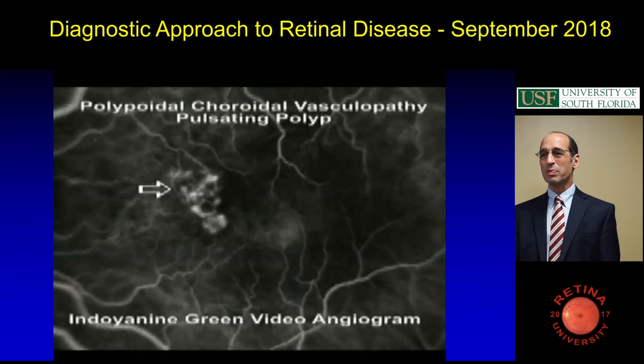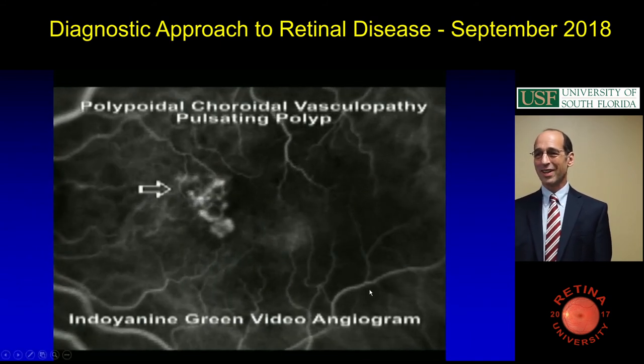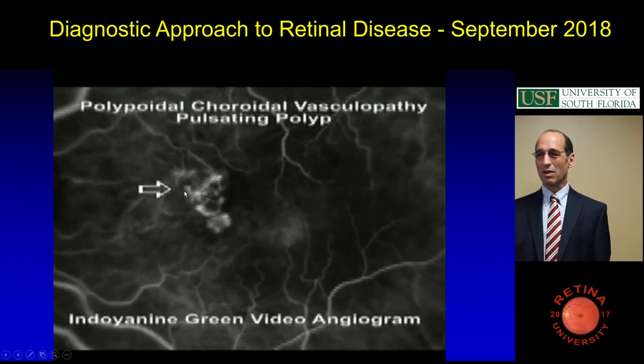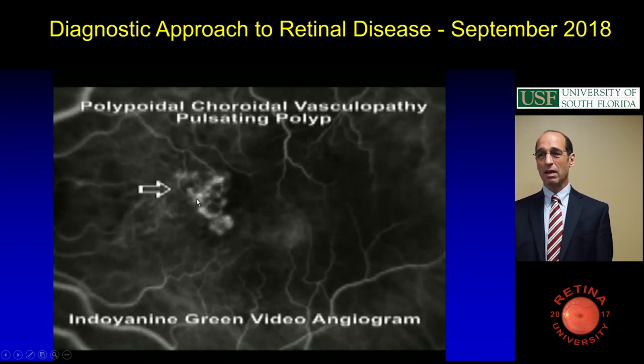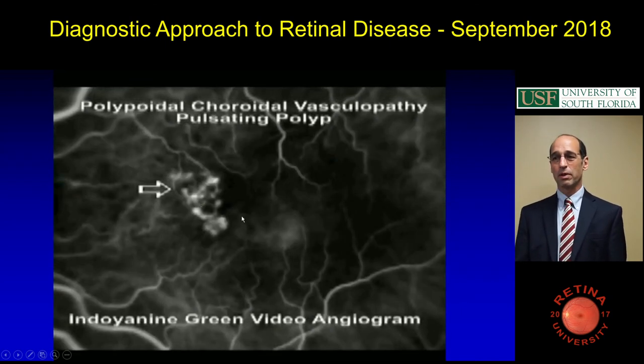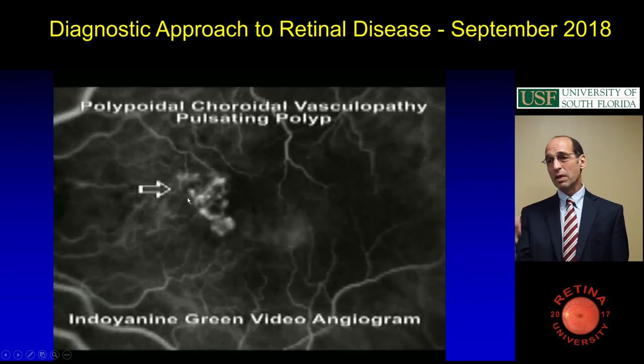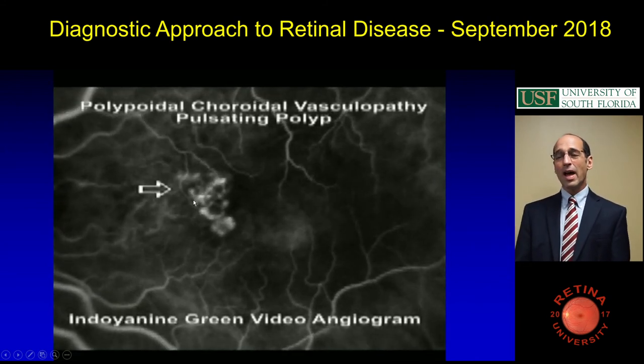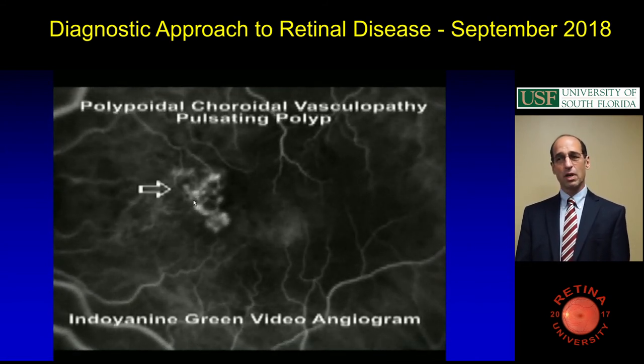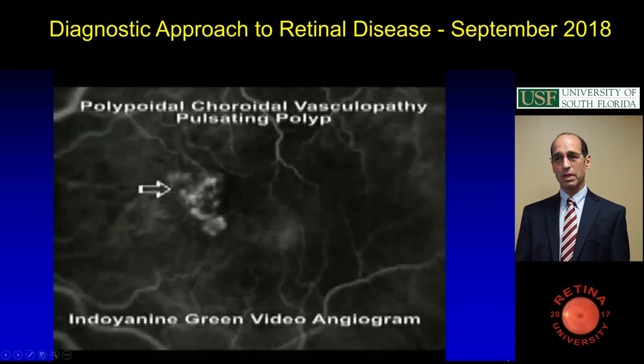Oh, look, it's working. So this patient I had with a pulsating polyp. Isn't that cool? On ICG, you see the arrow? So sometimes you'll see that on polypoidal choroidovasculopathy. In this patient, if you PDT that, it would all seal up. I have to say, the visual results are awfully good with shots, so I generally don't even start with PDT.